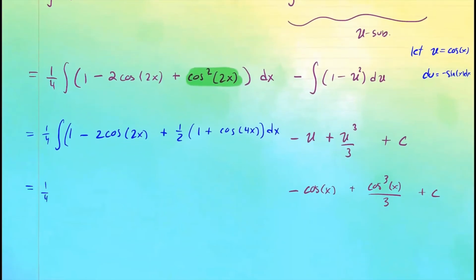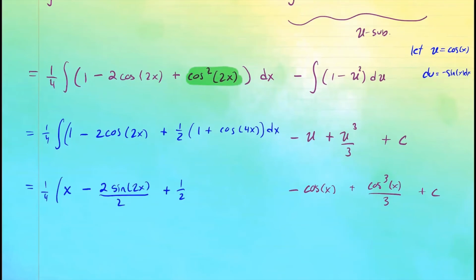So this is 1/4 times, the integral of 1 with respect to x, that's just x. Then the integral of this piece, well, that's going to be negative 2 sine of 2x divided by 2. Think of it as a u substitution. Plus, and then we have a 1/2. Now I'm integrating this 1. That's going to be, again, x. And I'm distributing the half as I'm integrating. That'll be plus the integral of cosine, it's going to be sine of 4x divided by 4, and then times the 1/2, so times 2. And of course, we're tagging along the answer from the previous integral.